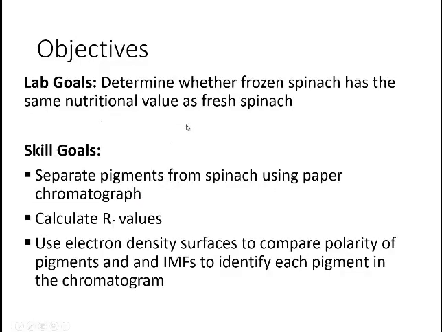So what are we going to do today? We're going to determine whether frozen spinach has the same nutritional value as fresh spinach. That's our overall goal. What we're going to do is separate the pigments from spinach using paper chromatography. We are providing you with some pictures of that and a little video. You're going to calculate RF values from those pictures, and then you're going to use electron density surface pictures, which we will provide for you, and compare the polarity of the pigments, and then use the IMFs to identify each pigment in the chromatogram.